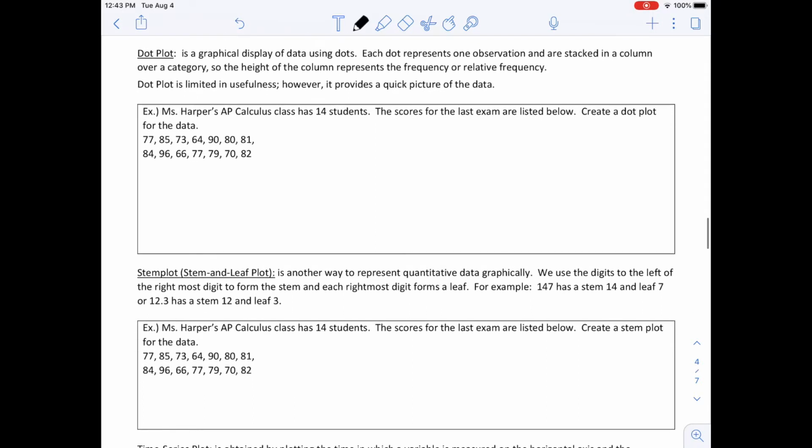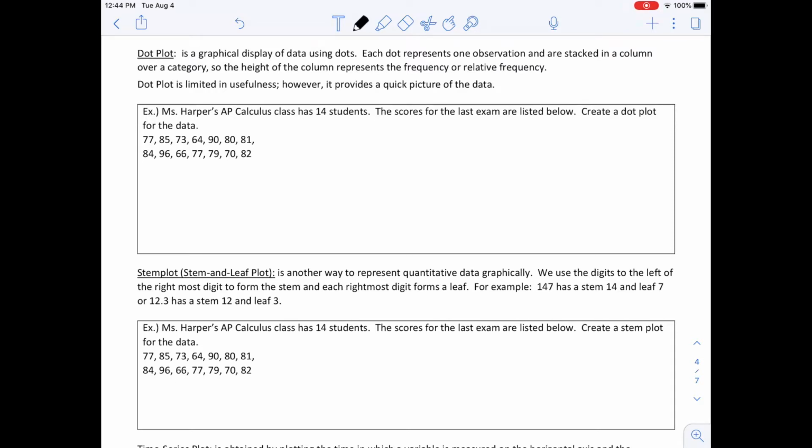So the first example that we have says Miss Harper's AP Calculus class has 14 students. The scores for the last exam are listed below. Create a dot plot for the data. And so the exams are here. The lowest exam score that we have is 64, and the highest one that we have is 96.